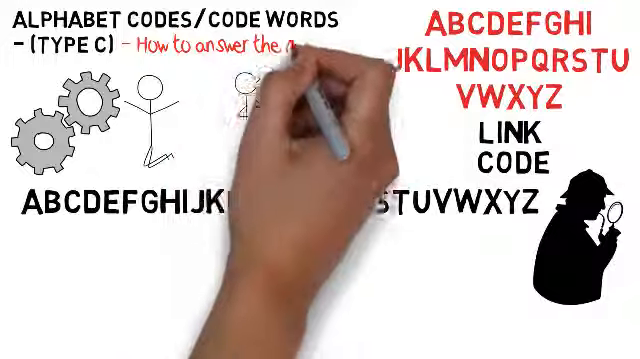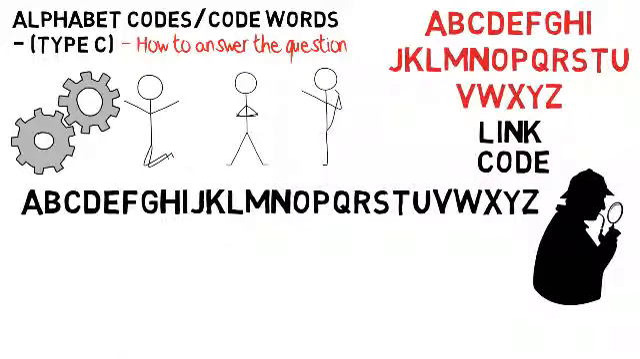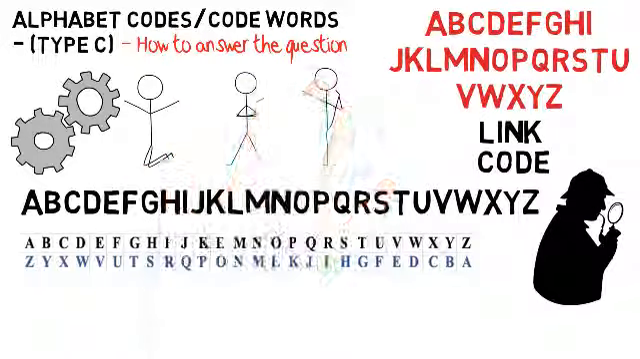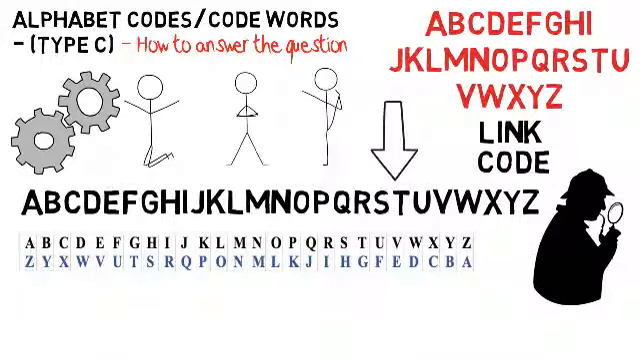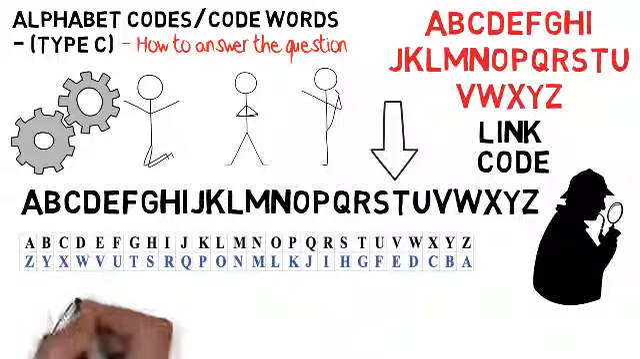How to answer the question? You should write down the code underneath the word with space in between for the rule. Then look at the alphabet and see if you can see any patterns that appear between the letters of the word and the letters of the code.